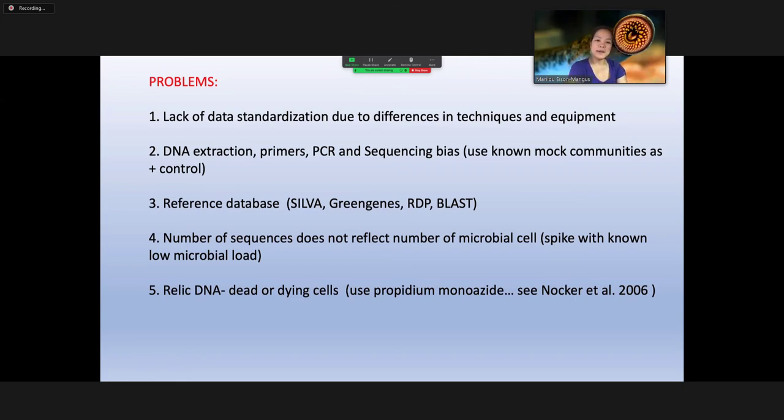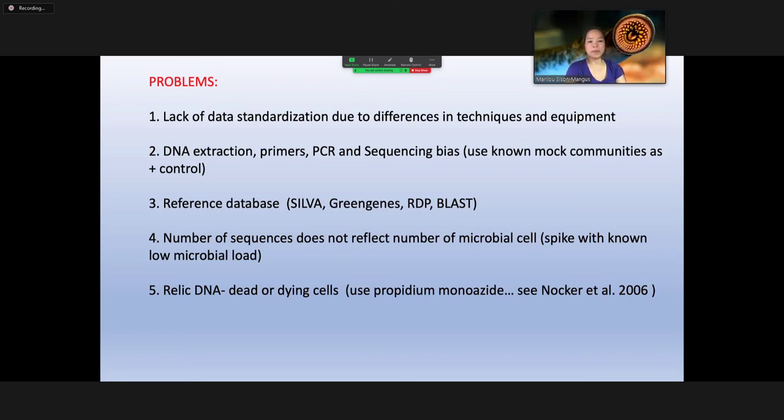There's one more issue that they've been seeing. It's number 5, relic DNA. It's dead or dying cells. But because we collect samples, they get included in the microbiome profile, although they're dead and not active. Does this translate to the function of these microbial communities? In fact, they're dead, right? And so we also ignore this.